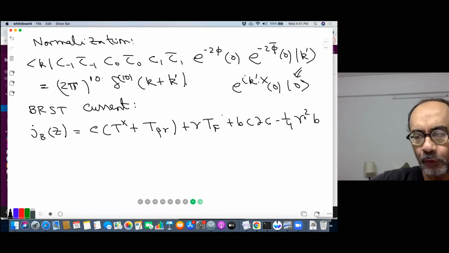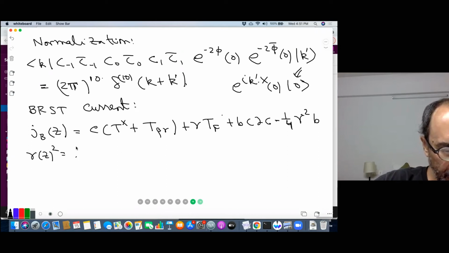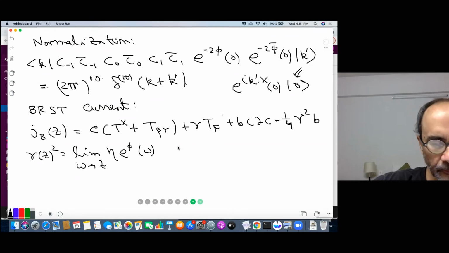Now this gamma square, you have to be a little careful. It's a product of two gammas. It doesn't have any singularity, because the gamma OPE doesn't have a singularity. But it's still good to work this out in the language of eta, phi, xi eta phi, because that's what is more useful. So let me do that here. So gamma of z square, we can think of this as the limit z goes to w, eta e to the phi of w, well, maybe w goes to z, eta e to the phi of z.